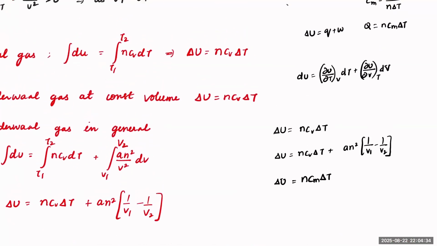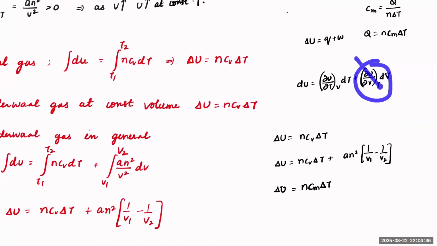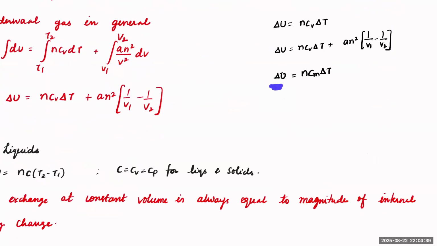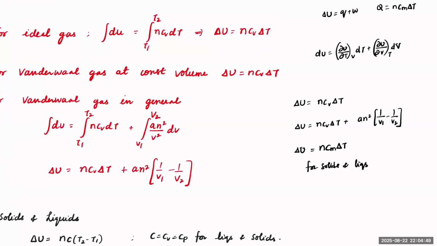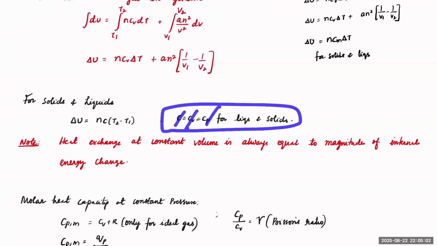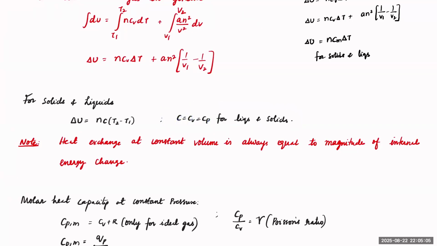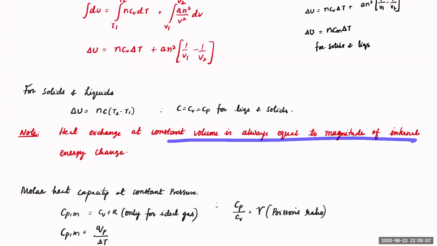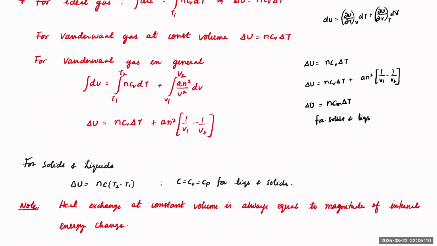And since this second factor is not at all contributing here, you can say delta U is equal to n Cm delta T for solids and liquids. That's what I have mentioned here. For solids and liquids, it is n C delta T, correct? Here, whether you operate at constant volume or constant pressure, everything is same for solids and liquids. So heat exchange at constant volume is always equal to the magnitude of internal energy.